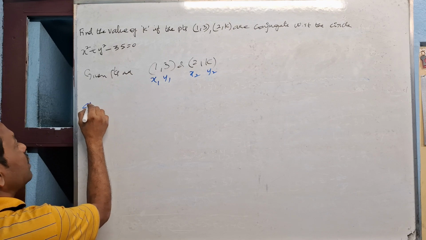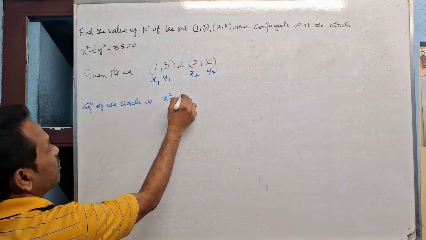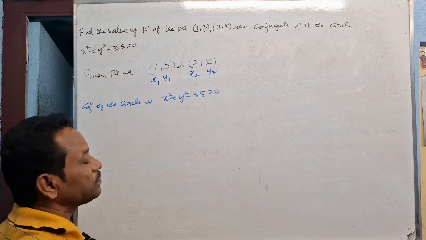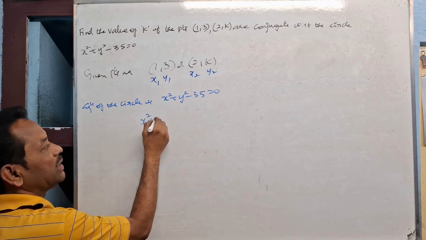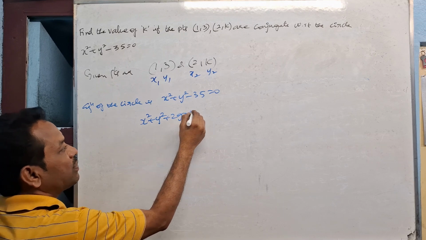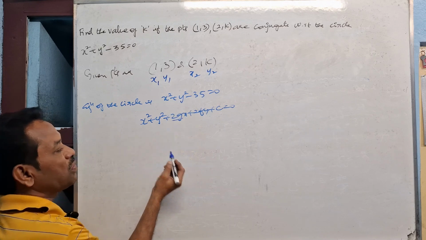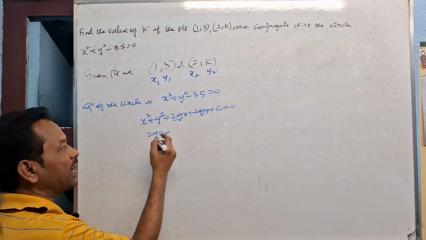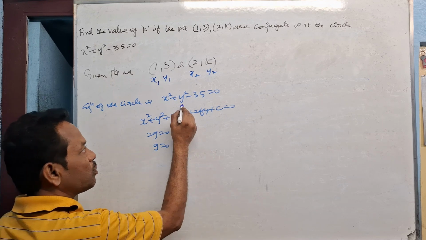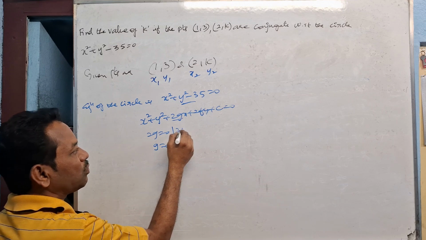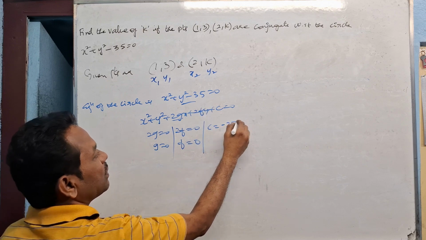Now equation of the circle is x square plus y square minus 35 equals 0. Now let me compare this circle with the general form x square plus y square plus 2gx plus 2fy plus c equals 0. Now when I compare, we'll get 2g equal to 0, as there is no x term. The value of g will be 0. And there is no y term in our circle, so again 2f will be equal to 0. f equal to 0. The value of c is the constant, minus 35.